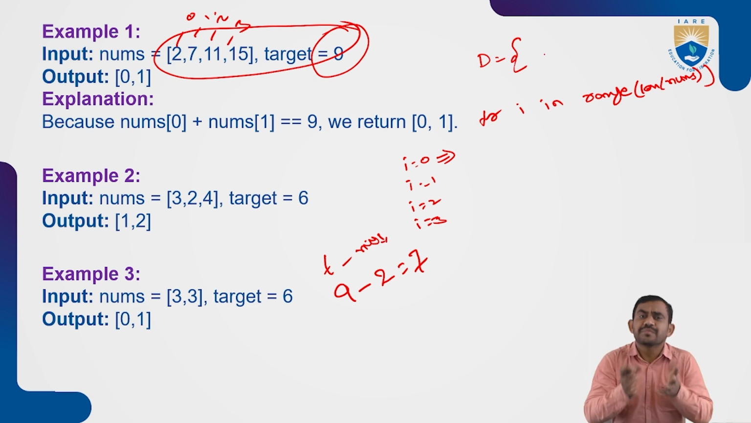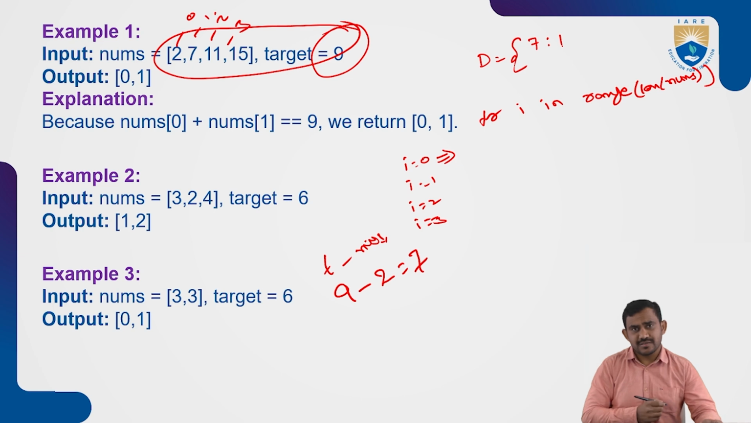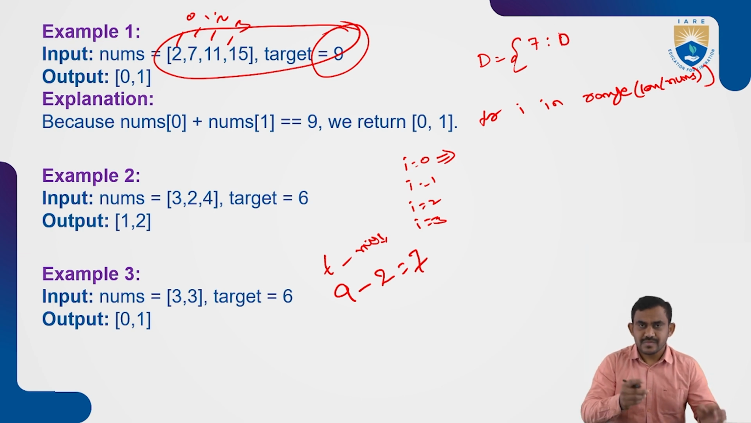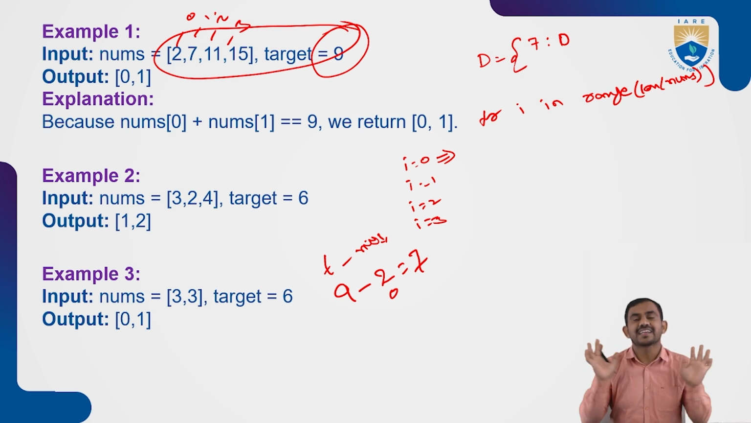The dictionary starts empty, I don't have any values. Then give the values for that particular key. 7 is your remaining value. Then using which index? Not the 1st index, the 0th index. Remember this. So 2 is at the 0th index. If I subtract the 0th index value from the target, I need 7. So if I have 7 again in my list, then I can get the answer.